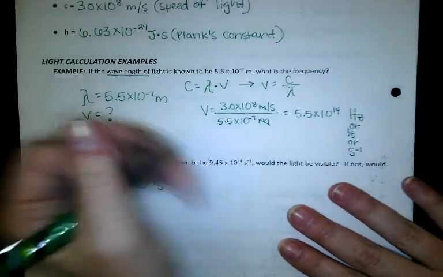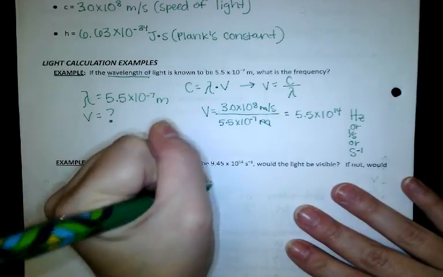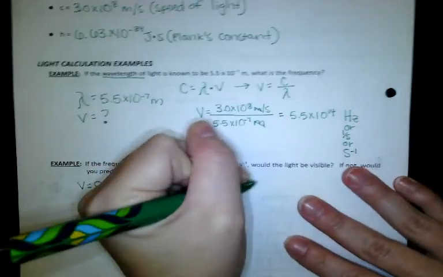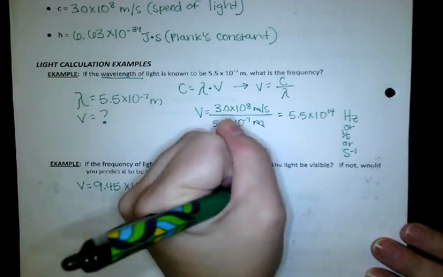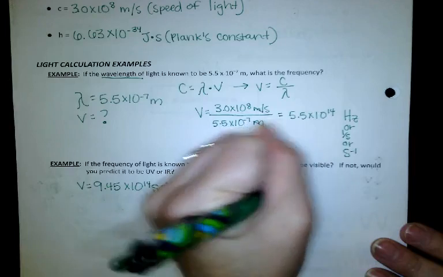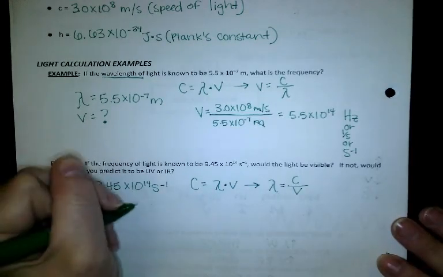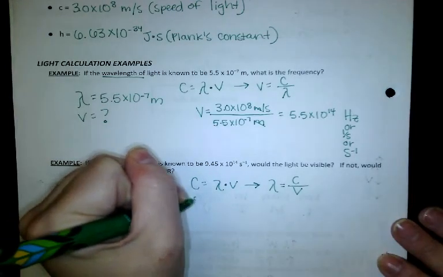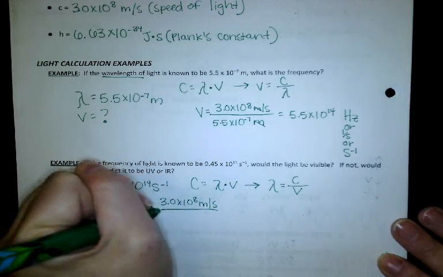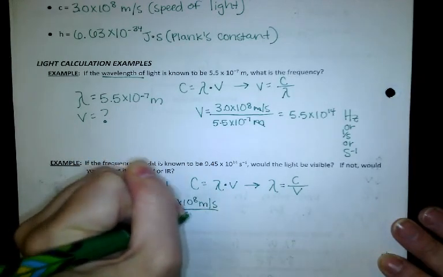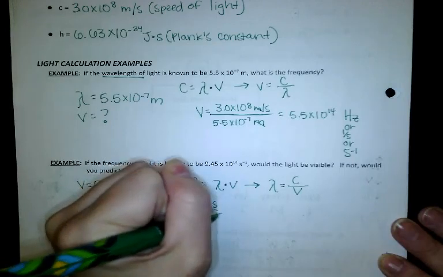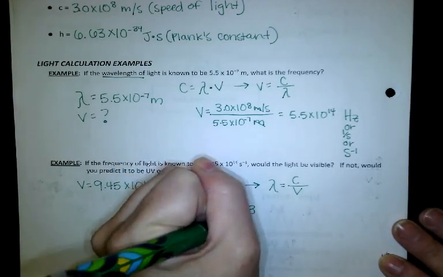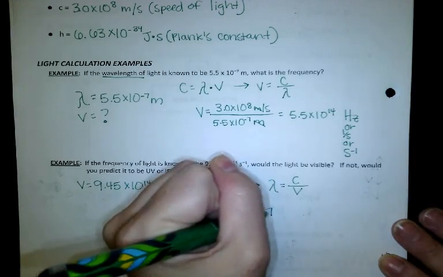And so, again, we're going to use our formula. Speed of light is equal to wavelength times frequency, but this time we're trying to find wavelength. So wavelength is going to equal speed of light divided by frequency. Okay, so wavelength is equal to our speed of light, which is 3 times 10 to the 8th meters per second, divided by frequency, which is 9.45 times 10 to the 14th seconds to the negative 1. And what you get is 3.17 times 10 to the negative 7th. Okay, and this is meters.